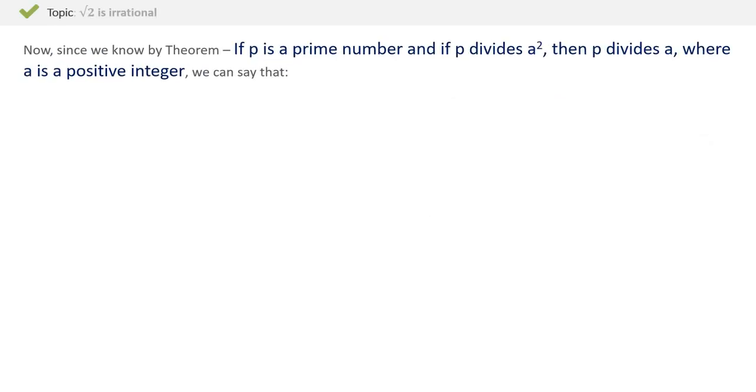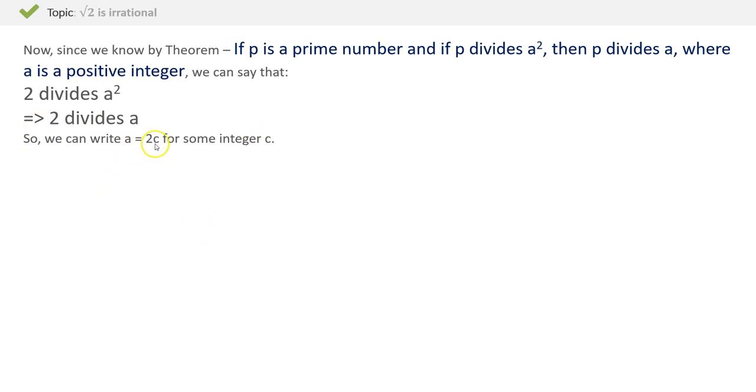Now, since we know from the theorem in the previous slide, if p is a prime number and if p divides a square, then p also divides a, where a is a positive integer. Hence, since we have proved 2 divides a square, we can say 2 also divides a. So, since 2 divides a, I can represent a as 2 multiplied by c, where c is some integer.